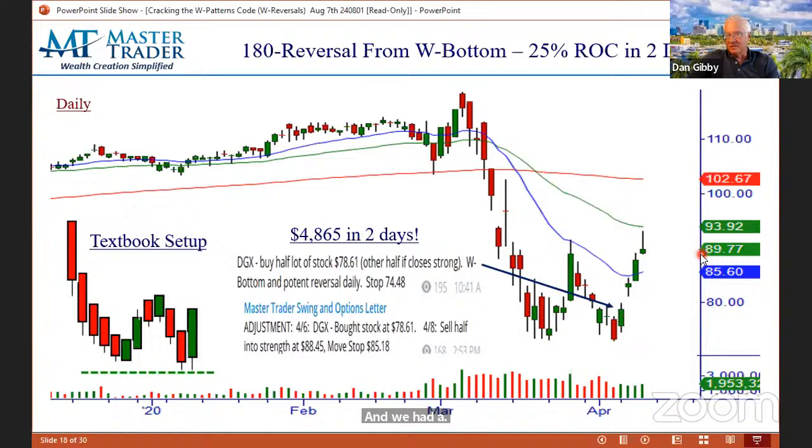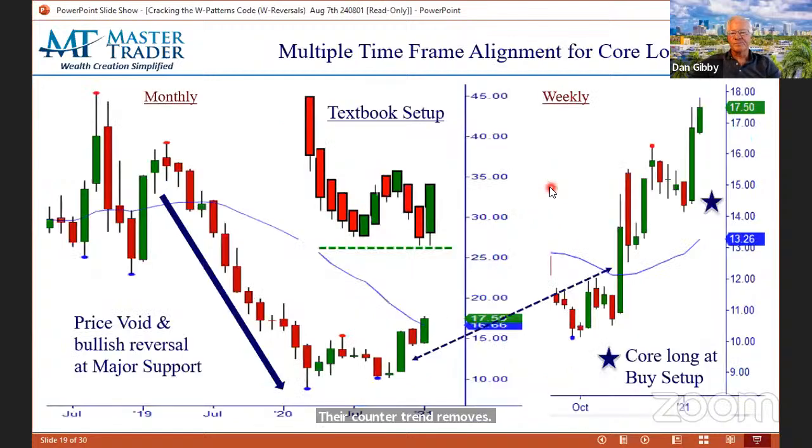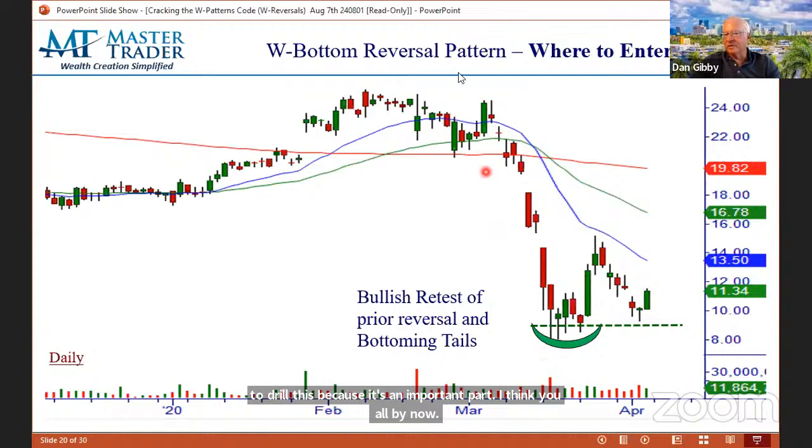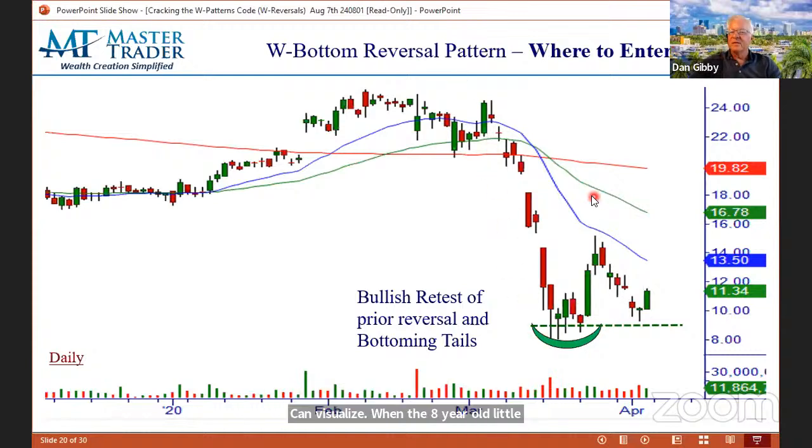We're not marrying these stocks. They're counter trend moves that we're trading into the void that are high probability. This isn't similar to the other bigger time frames. Same. So would I have bought over, I just want to drill this because it's an important part. I think you all by now can visualize with 8-year-old little Johnny what a W is. Here's my momentum move, went up, and I'm waiting for a retest. This one little tiny bar, I'm not confident. But you know what? Now I am.